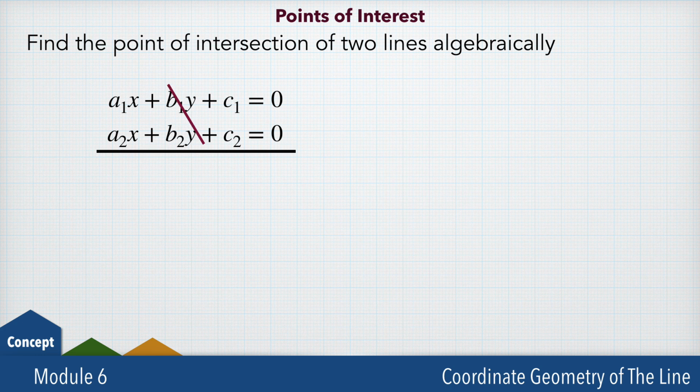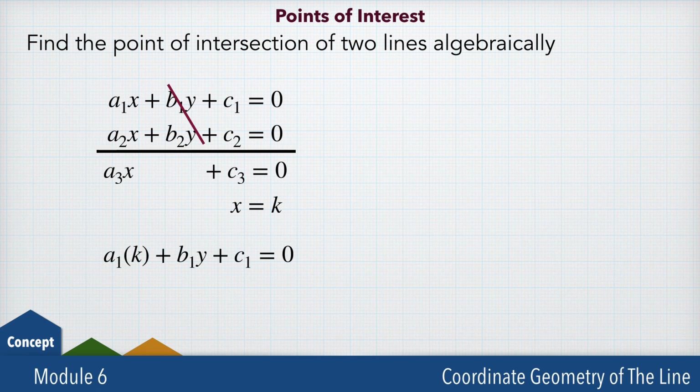The resulting equation can be solved for the remaining variable. This result is then substituted into one of the original equations to solve for the other variable. The solutions are then written as a coordinate and is the point of intersection of the two lines.